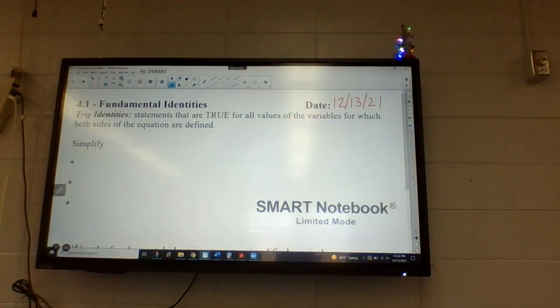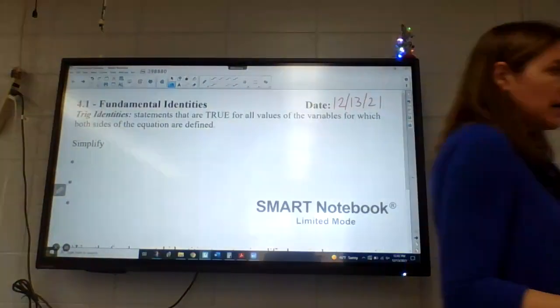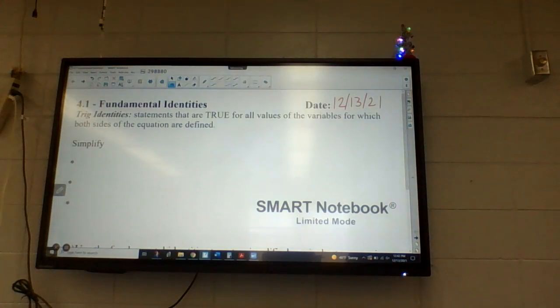With these trig identities, we're going to talk about the fundamental ideas, the most important identities. These are statements that are true for all values of the variable for which both sides of the equation are defined. So basically there's nothing undefined here. All the values would work in a regular trig graph. We're going to simplify these and try to rewrite them in another way.